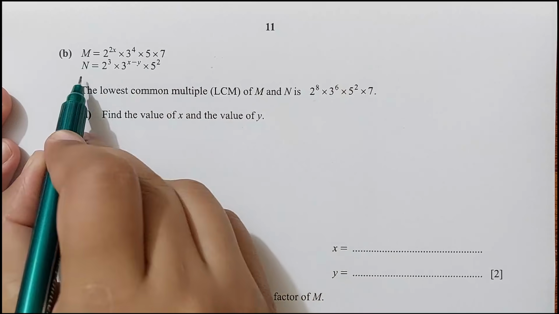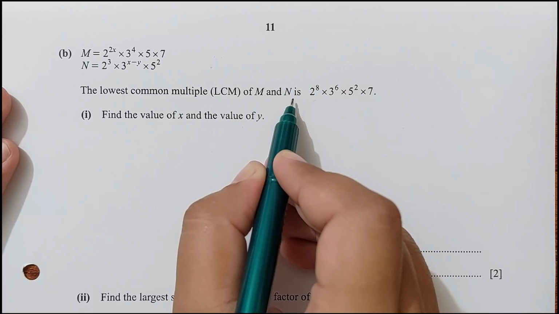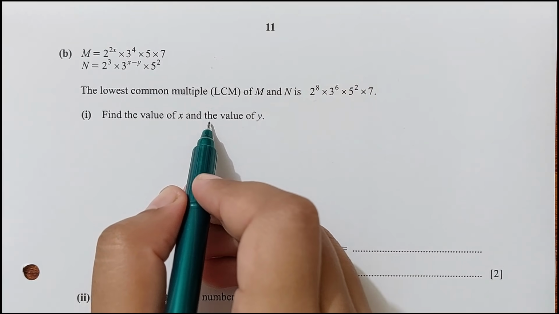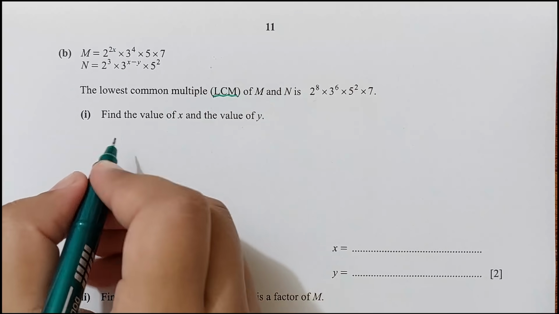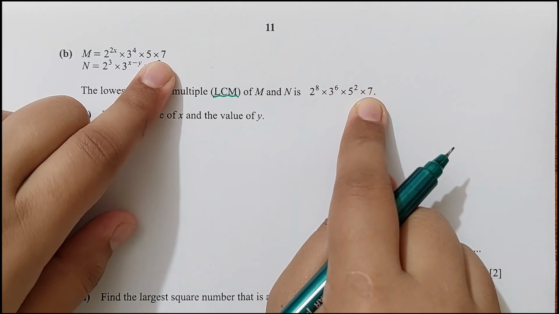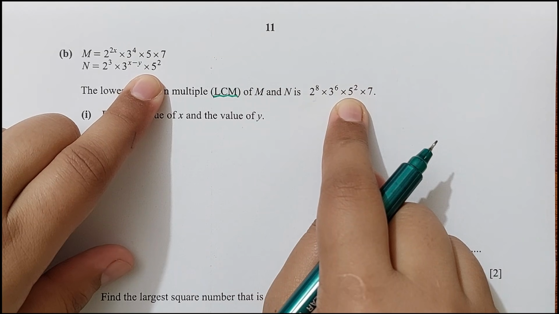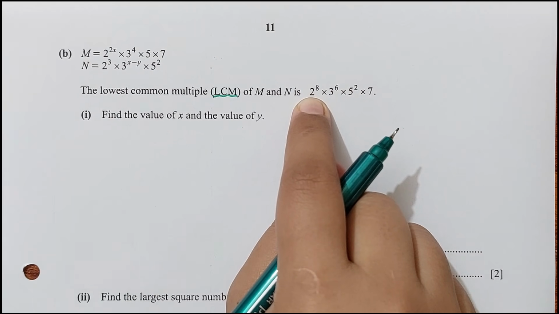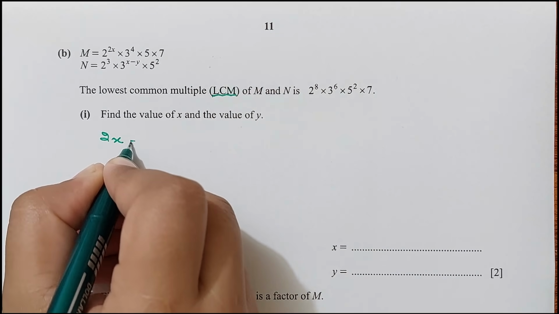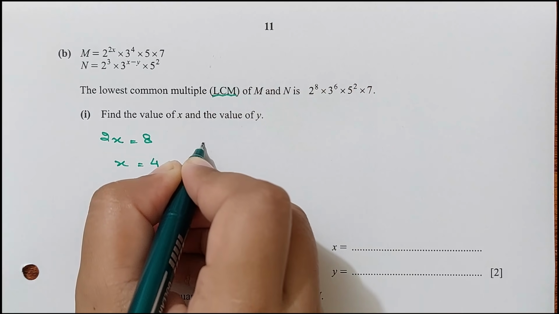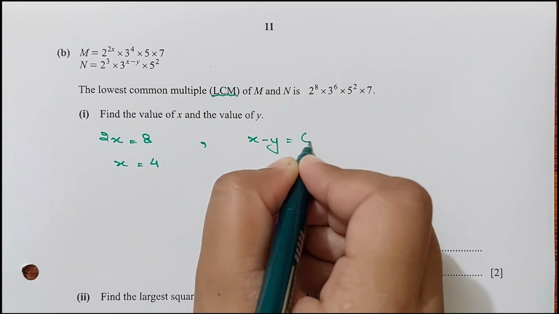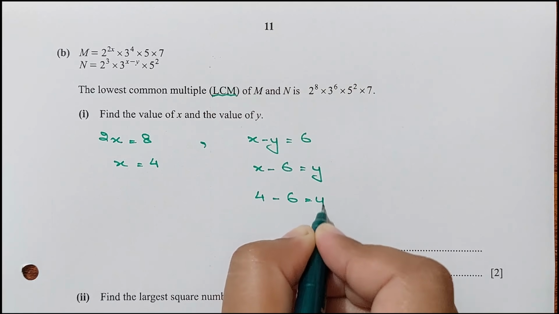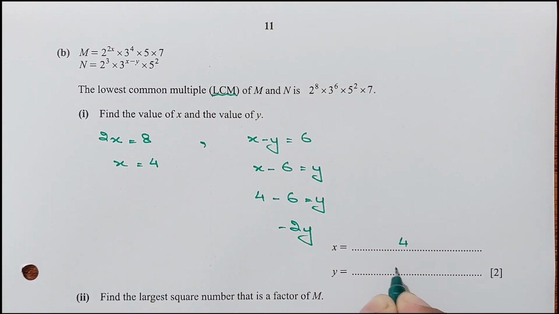Now part B, we have m and n. The lowest common multiple, LCM, of m and n is 2 power 8, 3 power 6, 5 power 2, and 7. Number 1, find the value of x and the value of y. Using the information of the LCM, first we have 7, so the 7 is here. 5 power is 2. So we have to pick the biggest power of 5. 3 power is 6, so we can say x minus y is 6, and 2 power is 8. So 2x equals 8, so x is 4, right? And x minus y equals 6, so x minus 6 equals y. 4 minus 6 equals y, which is negative 2. So x is 4 and y is negative 2.